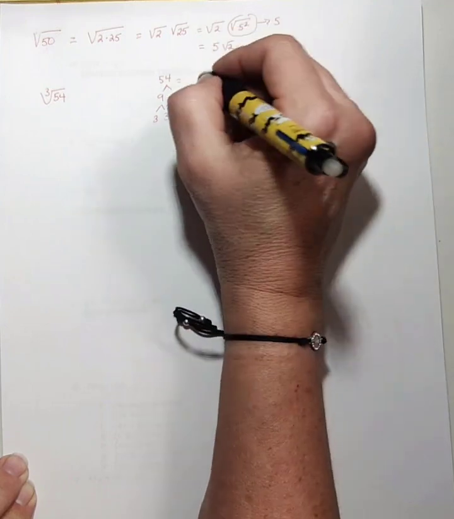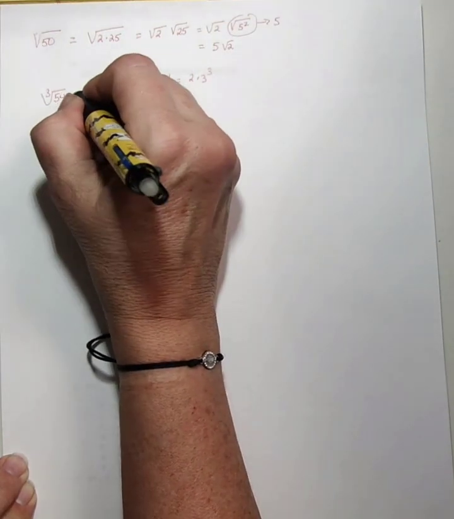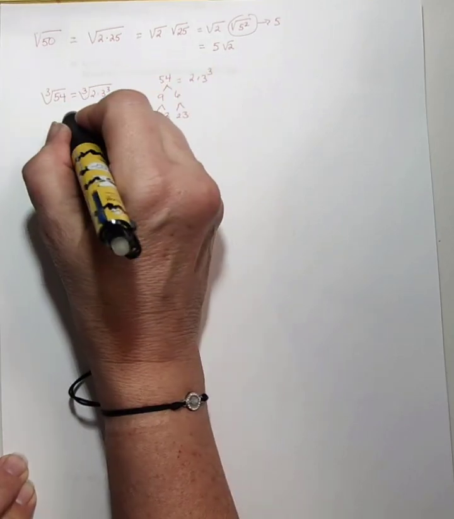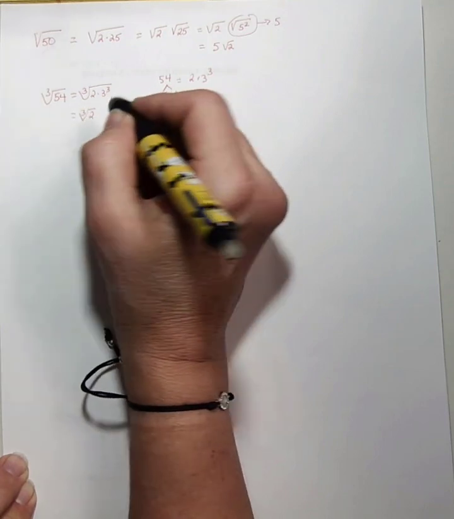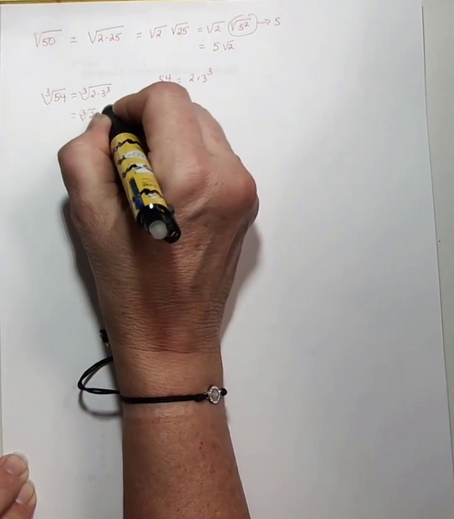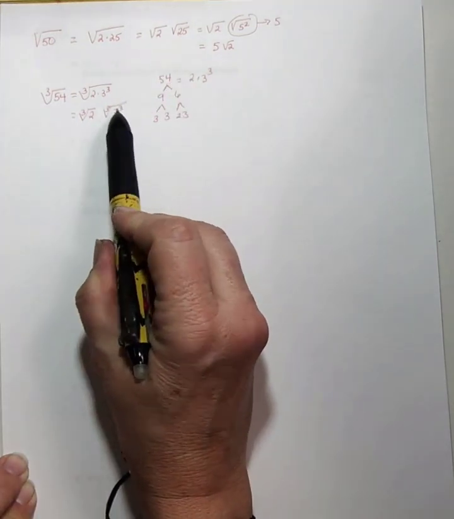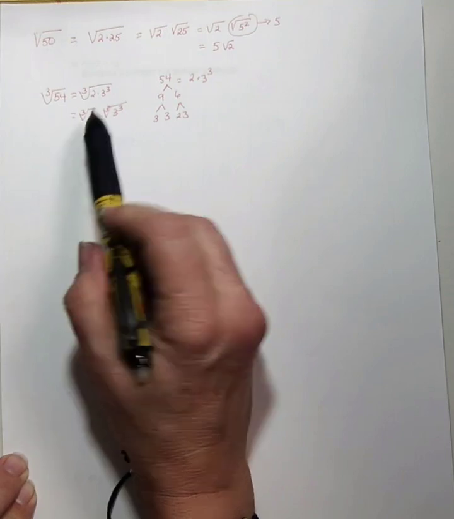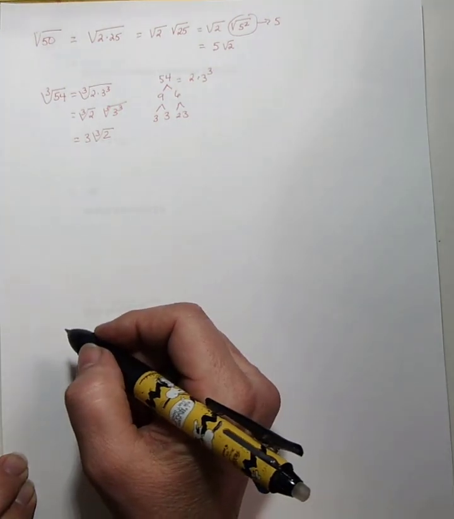So I could rewrite 54 as 2 times 3 cubed. So in here, 2 times 3 cubed, I break this up: the cube root of 2 times the cube root of 3 to the third. Again, when these match, it means I can pull out the base. So I'm going to pull out 3, and place it in front of this cube root of 2. And I have my answer.